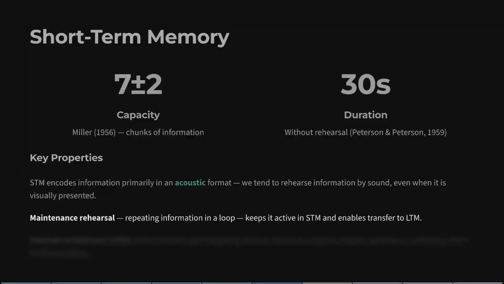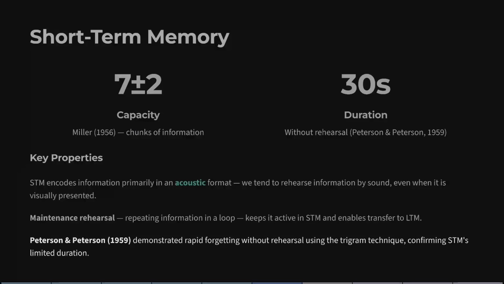Maintenance rehearsal is the process of repeating information in a loop within short-term memory to keep it active and prevent decay. Think of it as a holding pattern. The information circles around until either it transfers into long-term memory through enough repetition, or rehearsal stops and it fades away. Peterson and Peterson 1959 demonstrated rapid forgetting without rehearsal using the trigram technique, confirming short-term memory's limited duration.